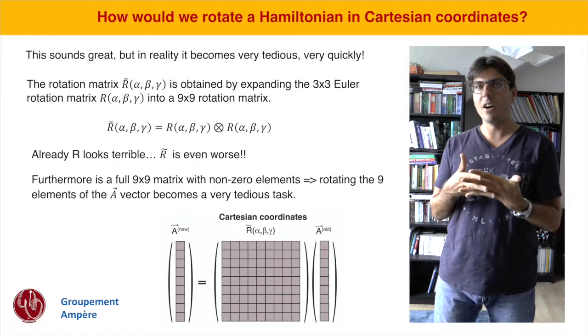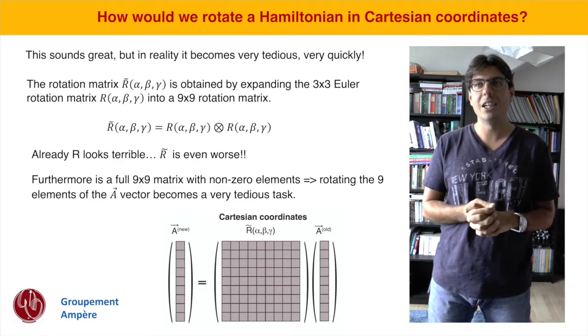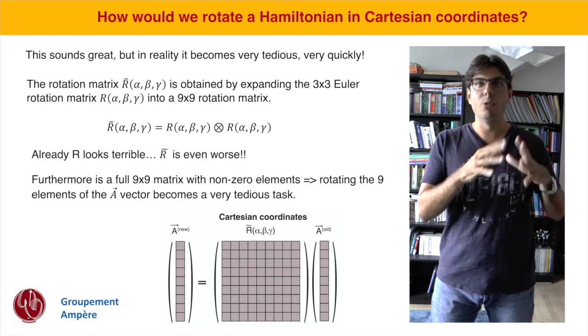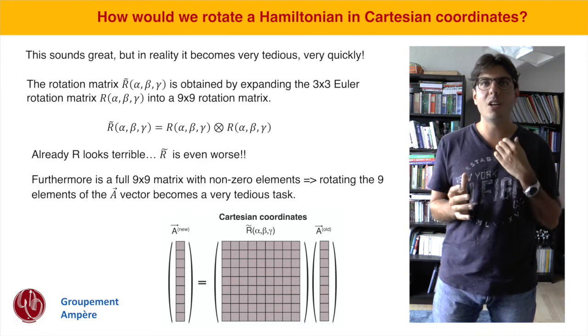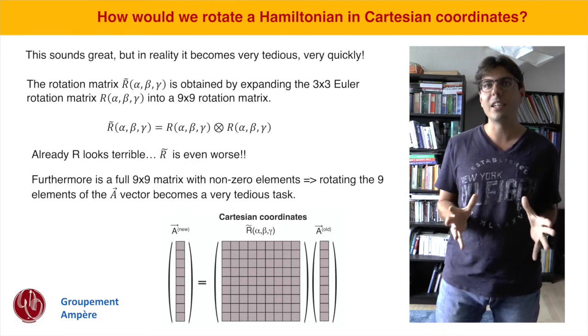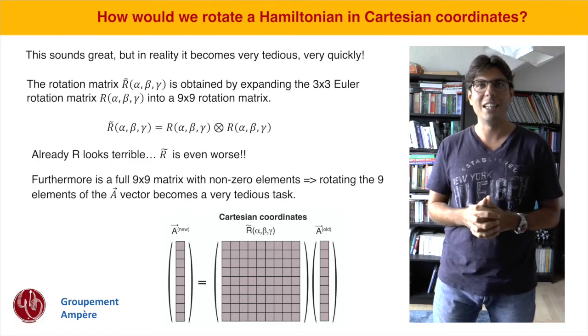And it's done in principle by a direct product. You don't need to look at the details here. You just have to imagine that if already our normal Euler rotation matrix, the 3 times 3 matrix, was tedious and horrible looking, just imagine how bad looking the 9 times 9 matrix is going to be.